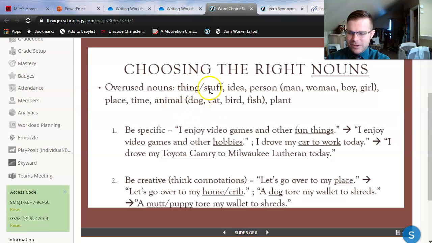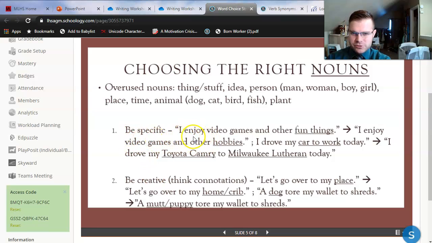Same thing applies with general animals. The word dog I've been using as an example. It's very basic. You can be more creative or precise. Cat, bird, fish, and it goes on. The word plant as well. I watered my plants. I watered my hydrangeas. I watered my tomatoes. I watered my potatoes. Whatever plant that it might be. So two tips there. For one, be specific.